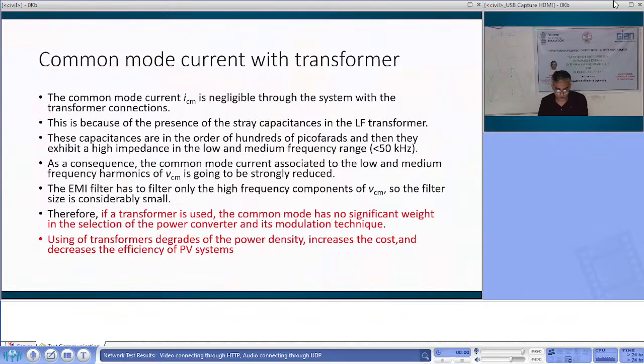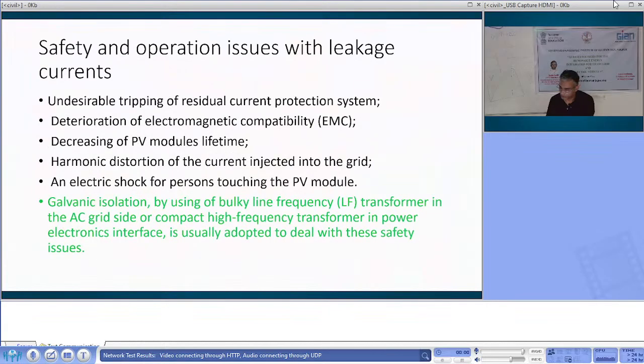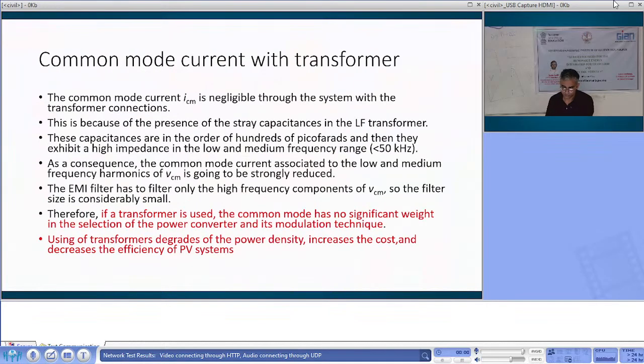So the common mode current ICM is negligible through the system with transformer connection. This is because of the presence of the stray capacitance in the low frequency transformer. These capacitances are in the order of 100s of picofarad, and they exhibit a high impedance in the low and medium frequency range. So there is no point of discussion when you are using the transformer. There is no issue of leakage current.